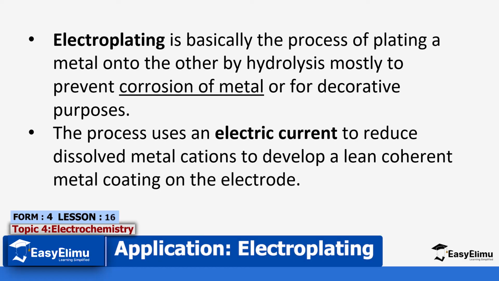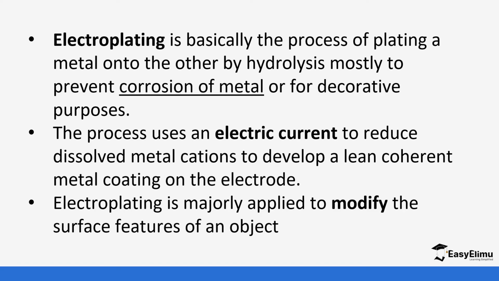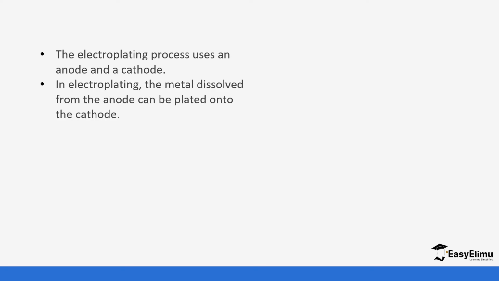So we are going to see how we use electric current to cause a metal to be plated on another metal. So electroplating is majorly applied to modify the surface features of an object. So the electroplating process uses an anode and a cathode. The metal dissolves from the anode. So the metal we want to electroplate, let's say you want to electroplate gold on a silver earring, for example.